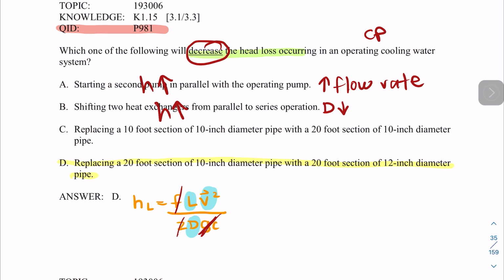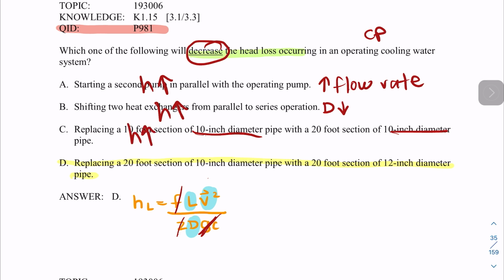The next one is very simple. It says replacing a 10-foot section of 10 inch diameter pipe with a 20-foot section. So the pipe diameter is the same. We are just increasing the length, basically. And it's similar: we are affecting the denominator. We are increasing the value in the denominator. So what's happening here? Since we're increasing this value, we're increasing the head loss, right?